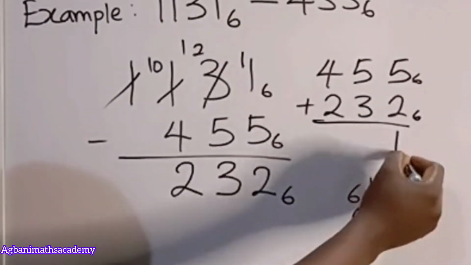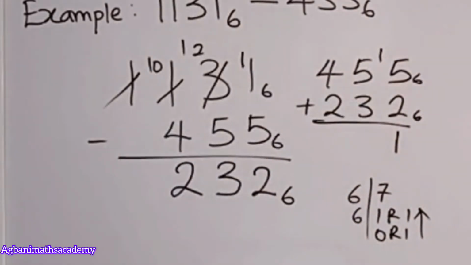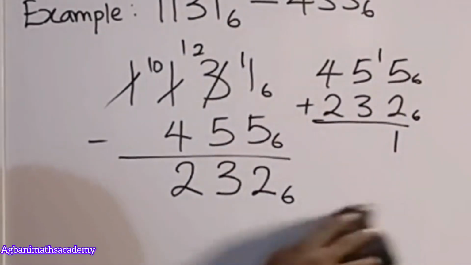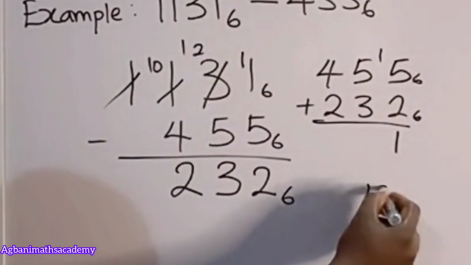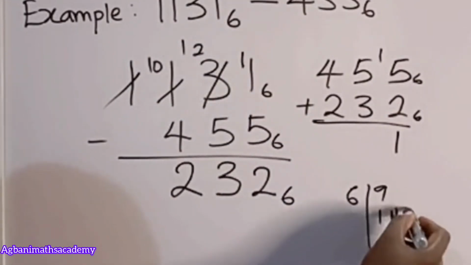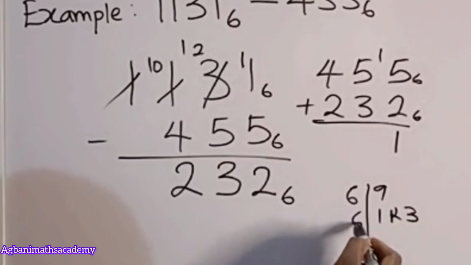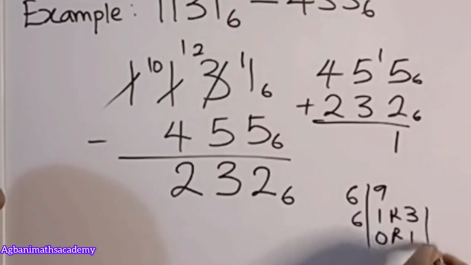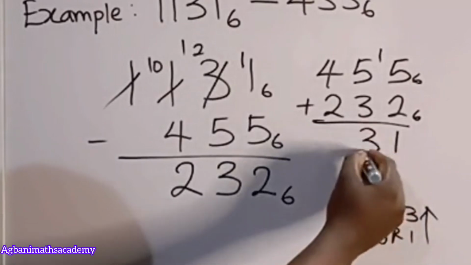So we have 1, and we write 1 here. 1 plus 5 gives you 6. 6 plus 3 gives you 9. We cannot write 9, so we have to convert it. 9 divided by 6 gives you 1, remainder 3. 1 divided by 6 gives you 0, remainder 1. So the actual number is 13. So we write 3 and bring 1 here.